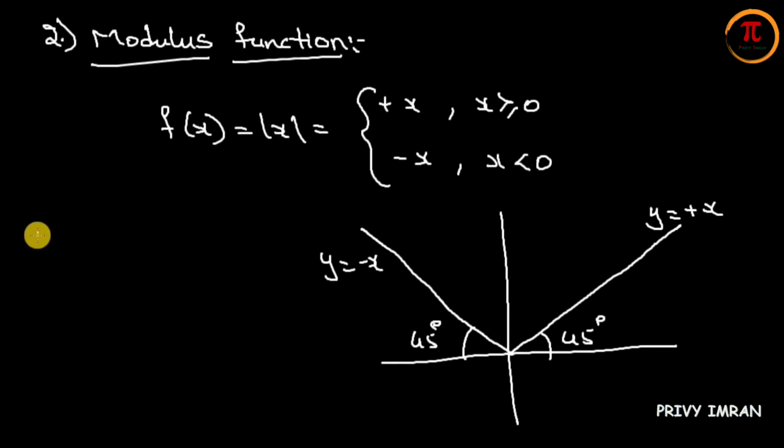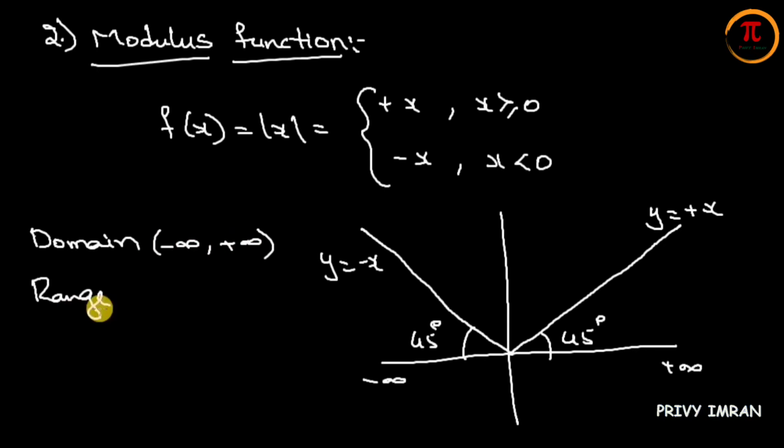Now if you observe the domain and range of y equal to mod x, the domain values start from minus infinity to plus infinity, and the range values start from 0 to plus infinity.